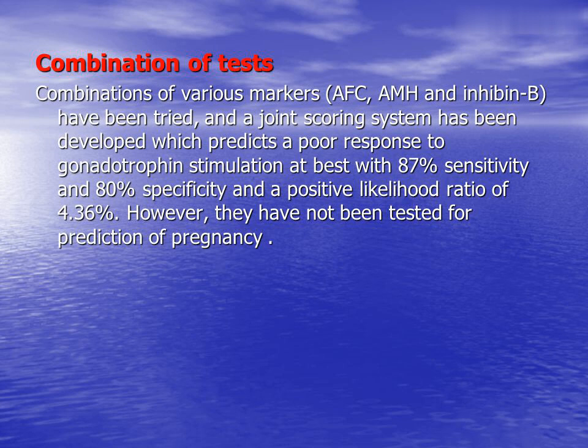Combination of tests. Combinations of various markers, AFC, AMH and inhibin B, have been tried, and a joint scoring system has been developed which predicts a poor response to gonadotropin stimulation at best with 87% sensitivity and 80% specificity and a positive likelihood ratio of 4.36. However, they have not been tested for prediction of pregnancy.